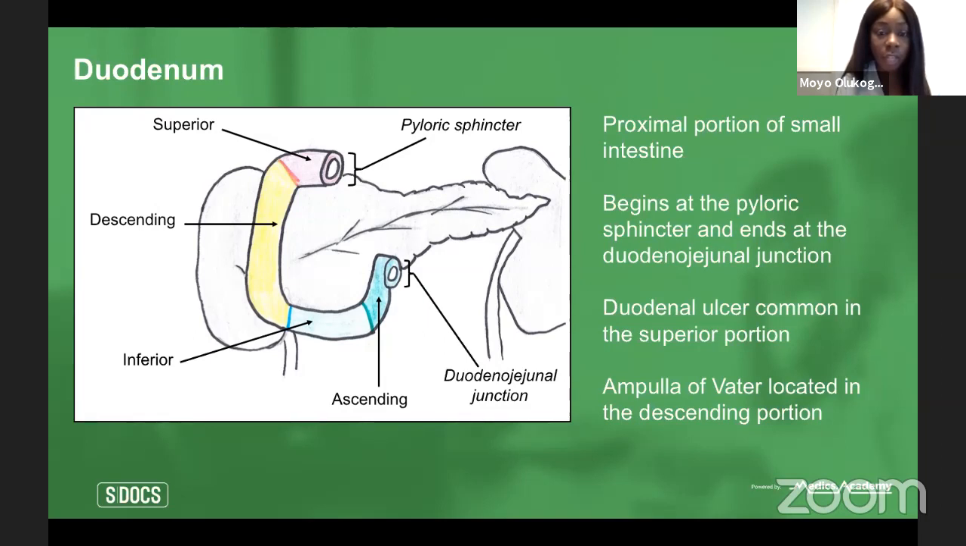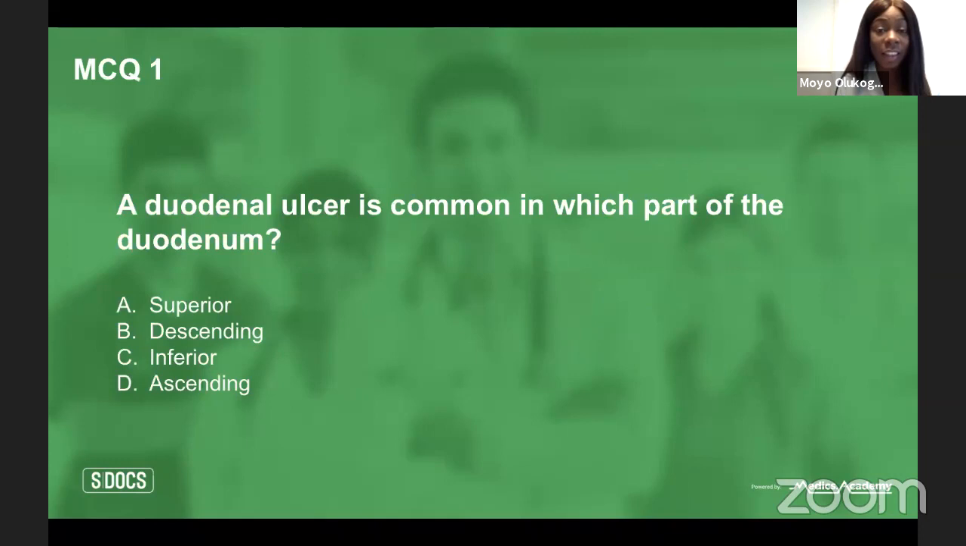It's important to note that in the descending portion, the ampulla of Vater is located here, and this is where secretions from the stomach, bile, and pancreatic juices all meet. So now that we have that information, let's answer this question. A duodenal ulcer is common in A, the superior part of the duodenum.